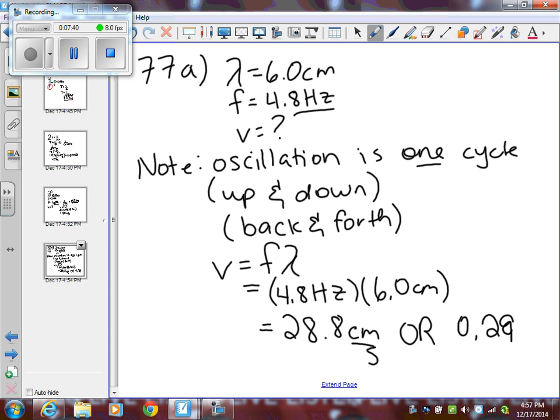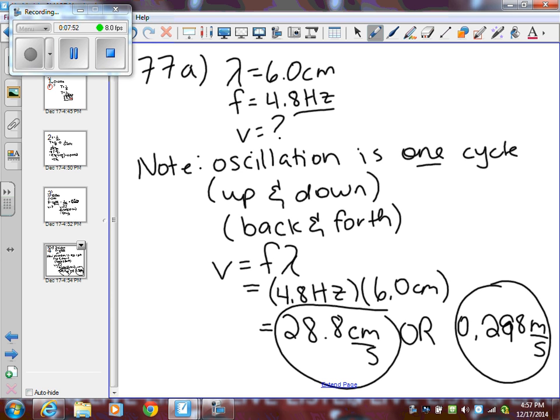0.288 meters per second. Either one of these would be your correct answer.